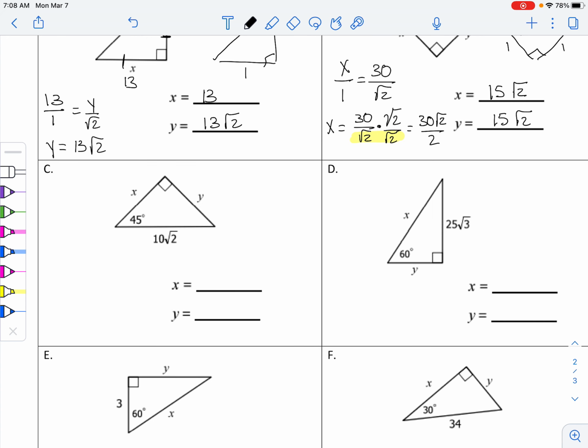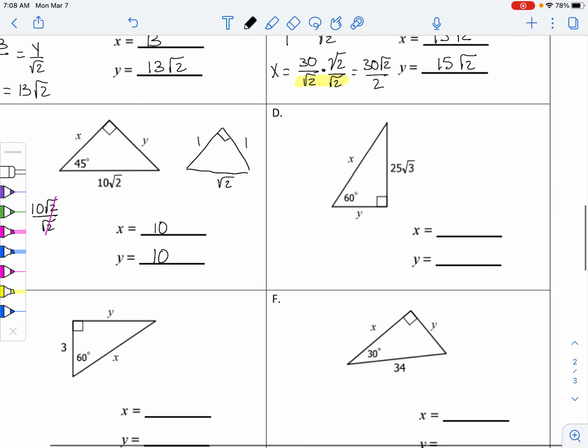Looking at this next problem, same thing. Draw your triangle in the same orientation, make your life a whole lot easier. Do your 1, 1, square root 2. So I would have x over 1 equals 10 square root 2 over square root 2. What's really nice about this one is, look, the square root 2's cancel right away. So then I really just get down that x is 10. But because of my knowledge of 45, 45, 90s, y is also going to be 10 because those sides are the same.